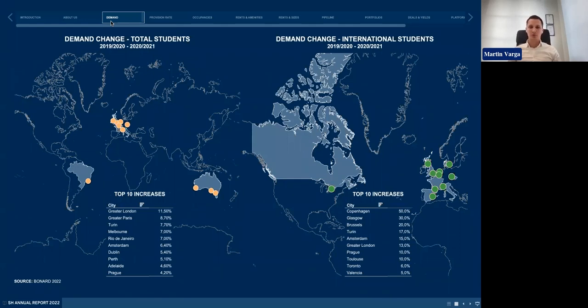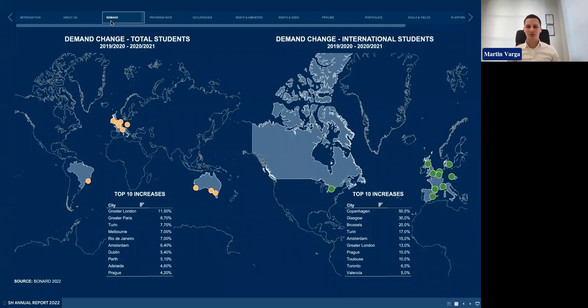Here on the first dashboard, you can see two comparisons of the demand change over the years. On the left side, you can see the total number of students, where Greater London is leading the ranking, followed by Greater Paris and Turin. However, we can also see the presence of some Australian cities in the top 10 jurisdictions.